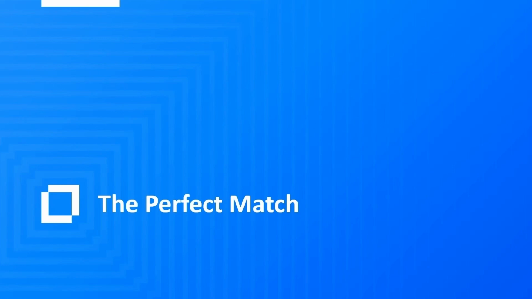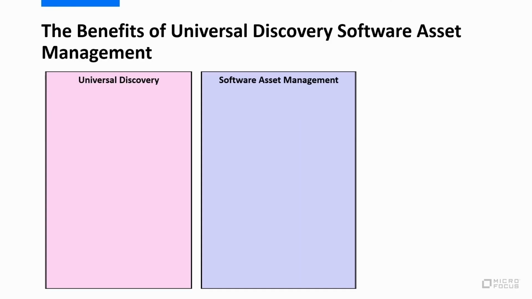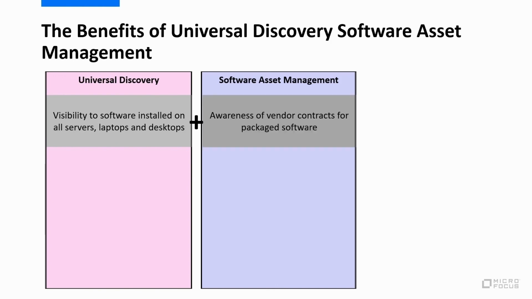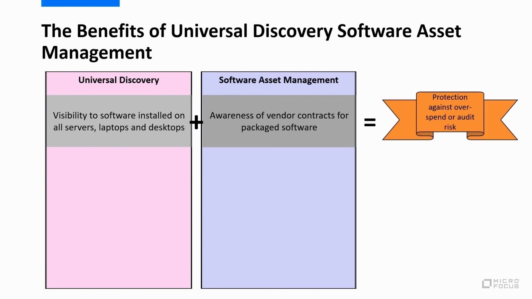Okay, so now we've gone through the Universal Discovery and Software Asset Management capabilities individually. Let's review how they are the perfect match for each other. Universal Discovery gives you visibility to the software installed on all servers, laptops, and desktops. It can do this across cloud platforms, containerized, virtual, or physical. Software Asset Management has awareness for all of the vendor contracts you have in place for the packaged software you're using. As a result, you have protection against overspend or audit risk. You know if you're using more software than you actually have paid for. You also know if you have more licenses than you actually require.